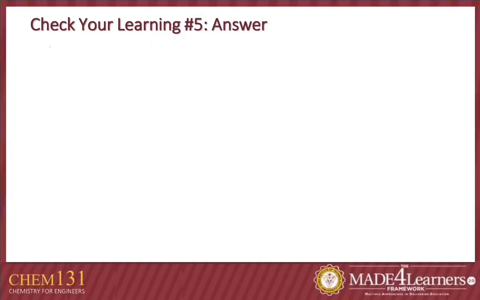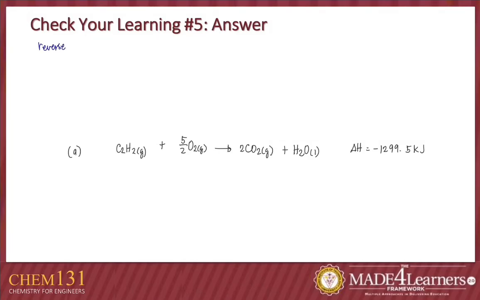So to answer, so as is ang equation A, let me write that again. Equation A is, okay, let's write that here sa ubos. Okay, C2H2, that's gas, plus 5 halves oxygen, that's also gas, producing 2 CO2 gas, plus H2O liquid. And the change in enthalpy here is negative 1299.5 kilojoules.